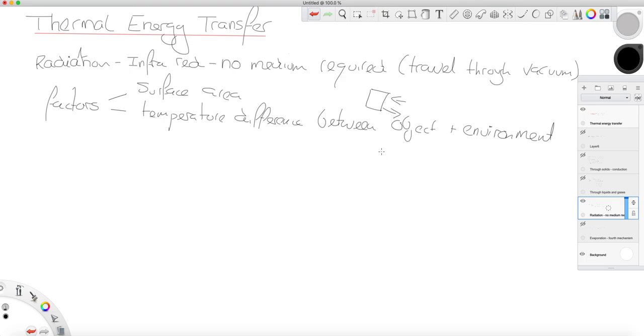But as it cools, the rate at which it loses the thermal energy falls. So you'd have a cooling curve that looks a bit like that. So as the temperature difference falls over time, the rate of cooling falls. So the colour and texture of the surface.